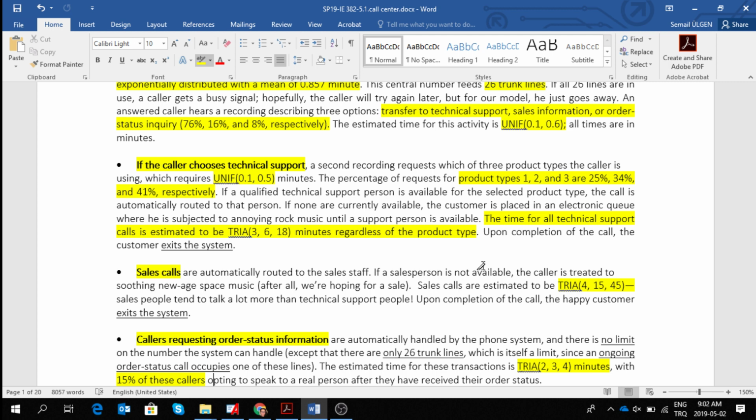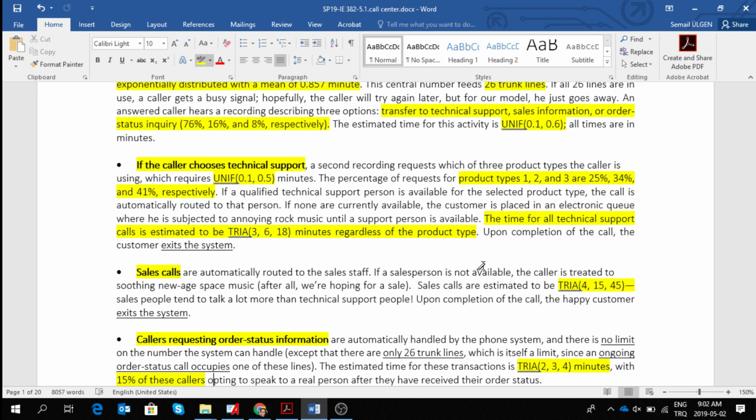Next, the caller could be directed to sales calls. Usually the sales staff is going to help with the sales calls. Sometimes a salesperson is not available, so the caller is treated to soothing new age space music, because we are hoping for a sale, so it's a better music. Sales calls are estimated to be triangular 15, 30, 45 minutes.